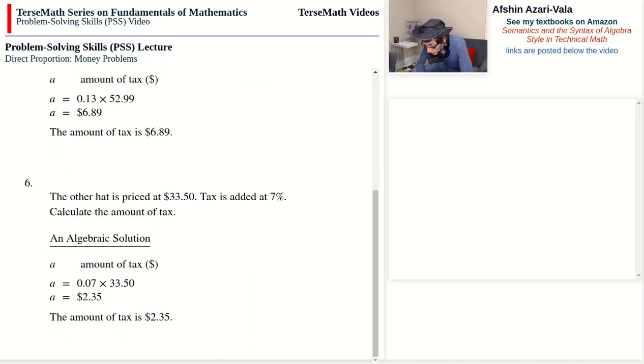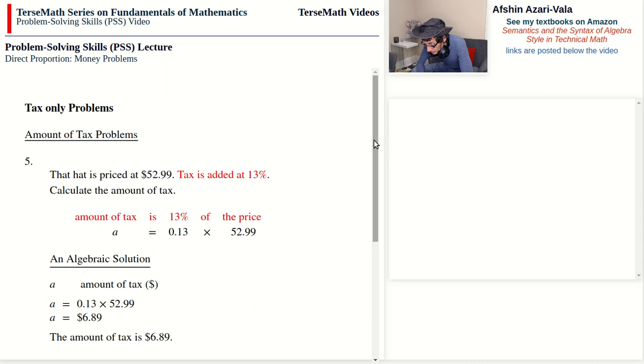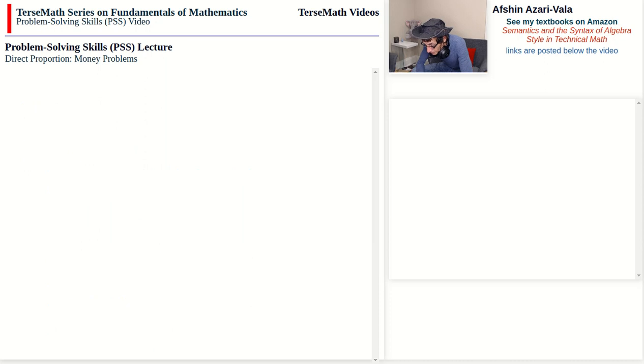And we end up with $2.35 as the amount of tax. Right, so this was the third kind of problem that I was talking about. Someone asks us to find the amount of tax. And the fourth kind of problem, again a tax only problem, but this time we want to find the grand total. So that's what you get after you add the amount of tax to the price.